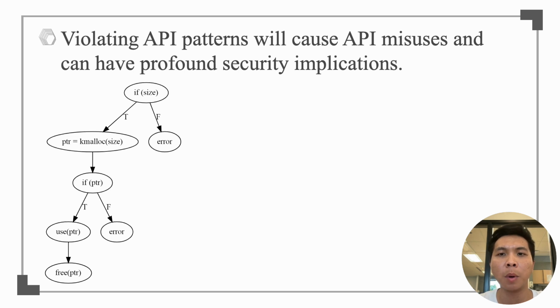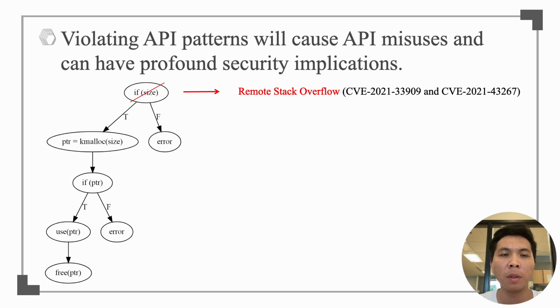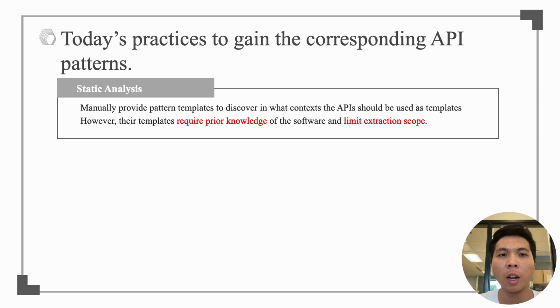A well-known example is the pattern of kmalloc class APIs: check allocation size, kmalloc, check return pointer, use pointer, and free. A stack overflow is expected if a function misses the check allocation size. Besides, if free is missed, it will cause a memory leak. The critical challenge in detecting API misuses is to obtain the corresponding API patterns.